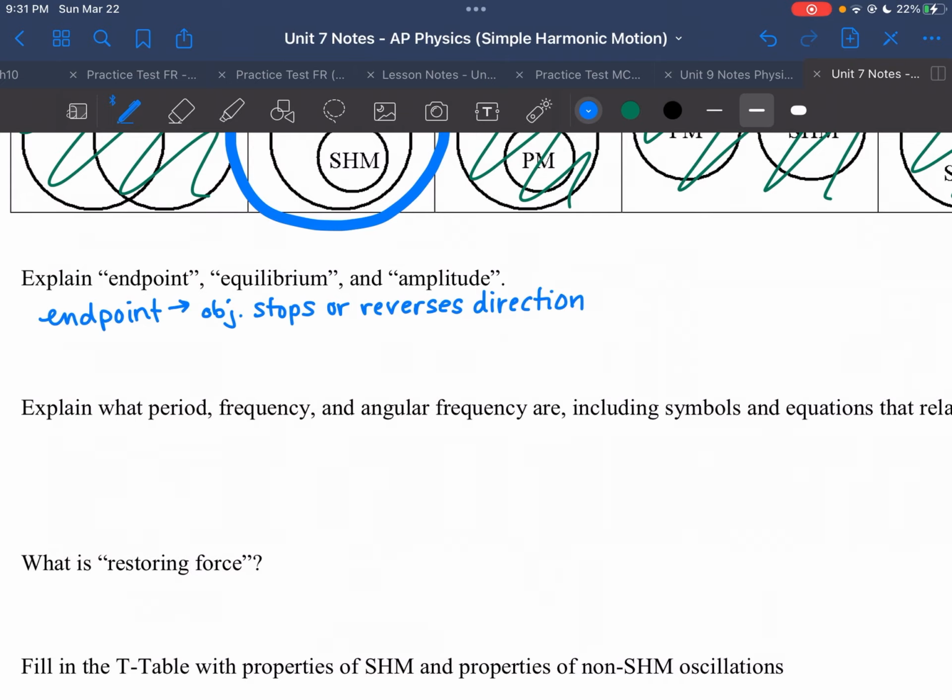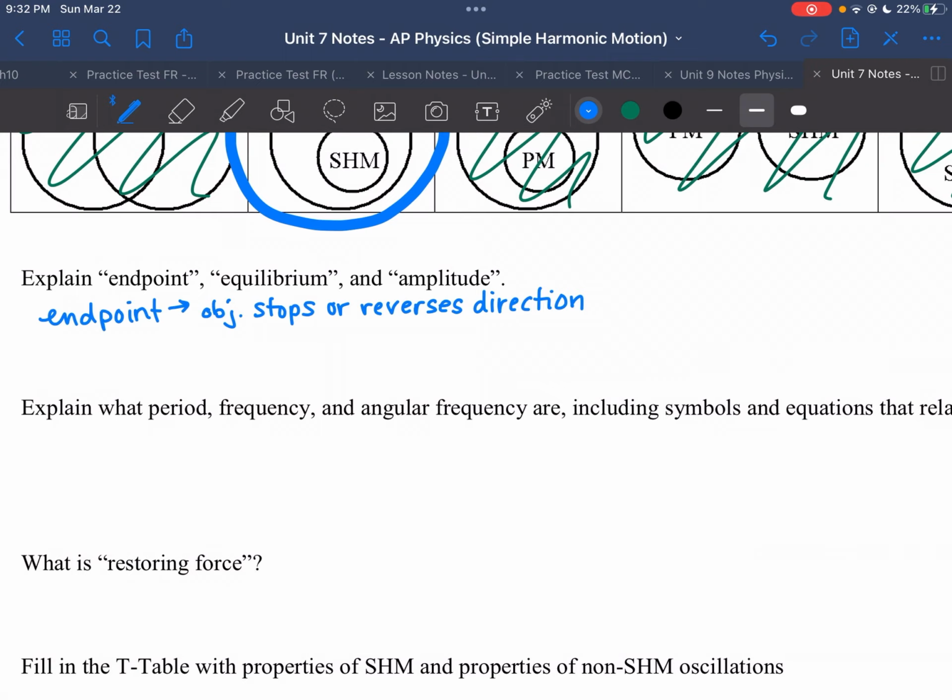So if you think about the two most common examples of simple harmonic motion, that would be a pendulum or a spring. If you think about an object as it's oscillating on a spring, that just means as it's moving back and forth. It will reach this maximum place, it will stop, and it will change direction, and it will come back towards you. That point that it changes direction is called the endpoint.